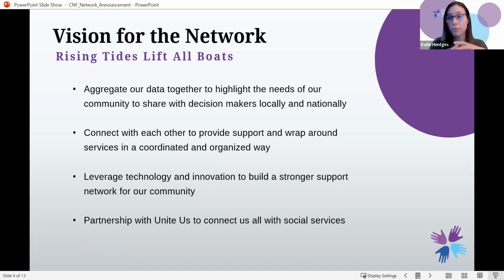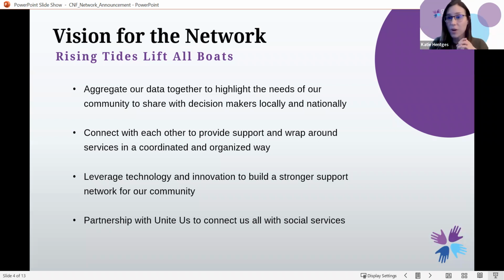And then we also wanted something that would help us aggregate data as a community. So the CNF mantra is rising tides lift all boats. We truly believe that we are going to go farther together as a community than we would as individual disease state organizations. So we wanted a platform where not only could we manage our own communication with the people that we work with, we could aggregate that communication together. Could we better understand across all of our organizations the types of people that we're working with and the types of needs that they have so that we could share that data externally as one community?